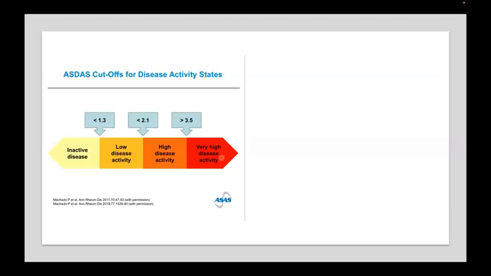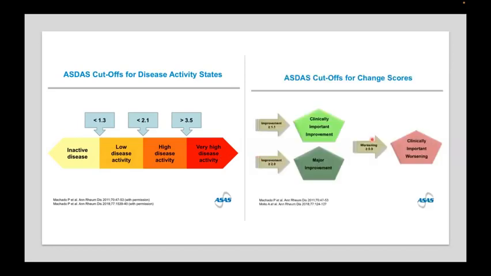And how do we use it in clinical practice? If you have a patient and you start the management, and at every visit you score the ASDAS, if you see an improvement of more than or equal to 1.1, this is a clinically important improvement. If you see an improvement of more than 2, this is a major improvement. And if you see an improvement of less than 1.1, it is a clinically important worsening.